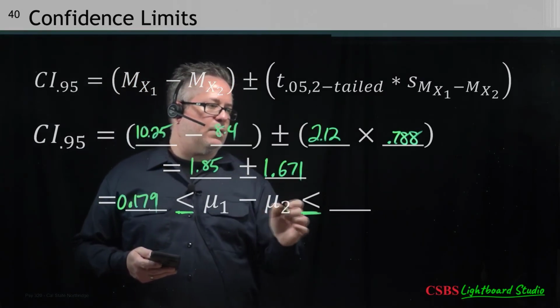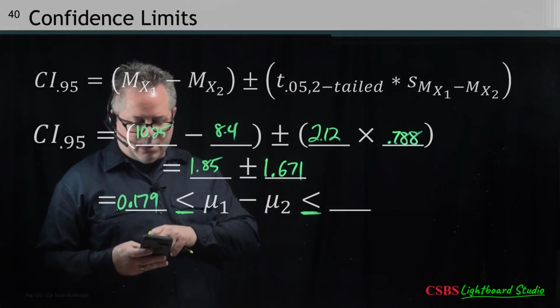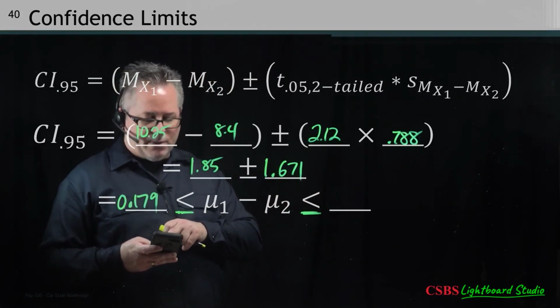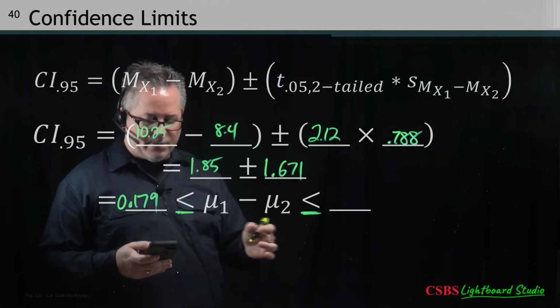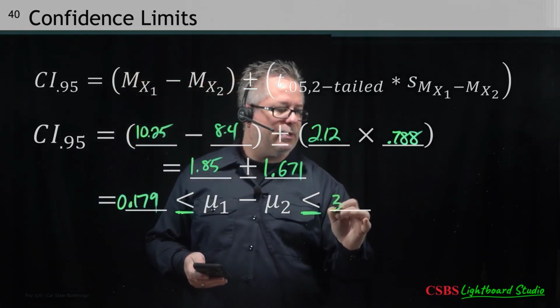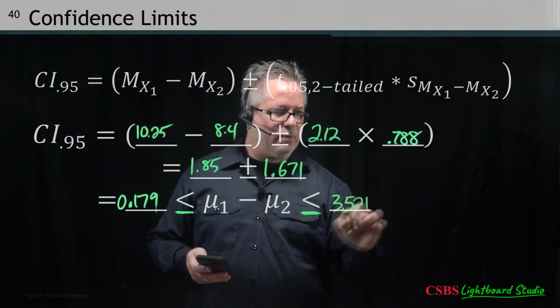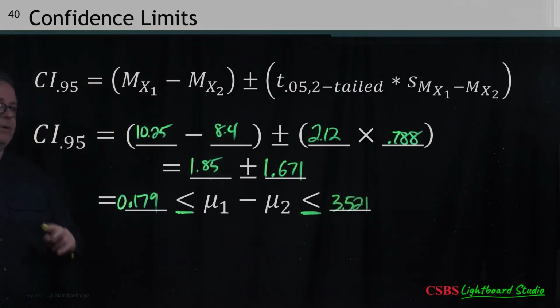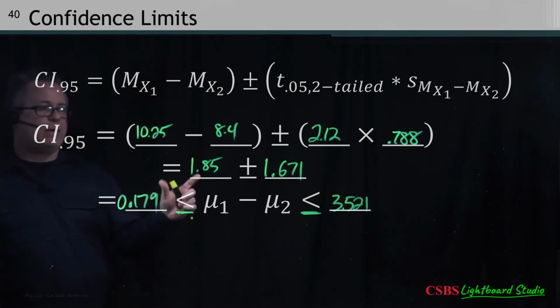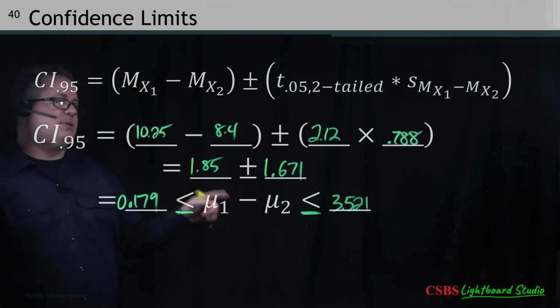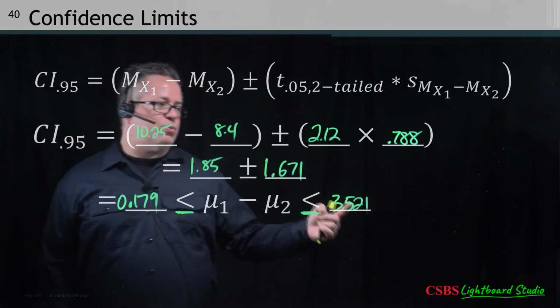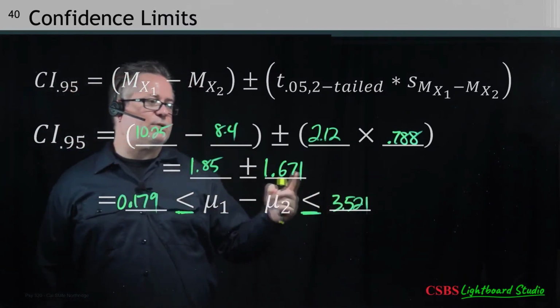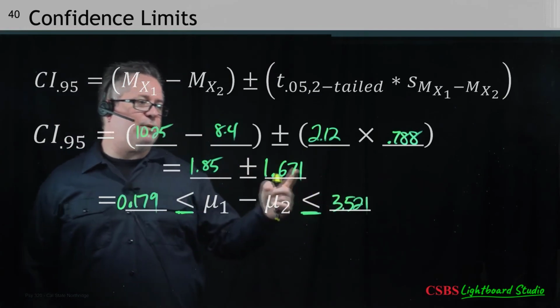All right. Then I need the top end, which is 1.85 plus 1.671, which is 3.521. So my 95% confidence interval around the difference between our two means is that 0.179 is less than or equal to the difference between the populations I'm trying to estimate, which is less than or equal to 3.521. So the real populations that our samples are coming from fall between these numbers.